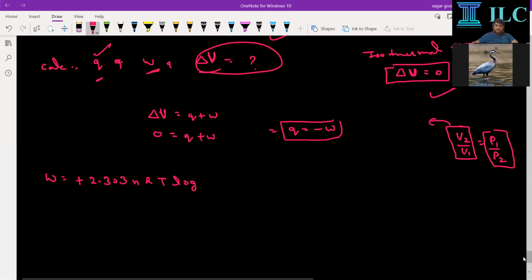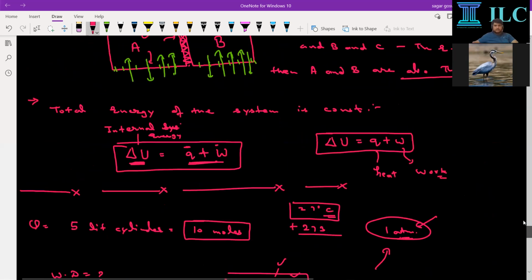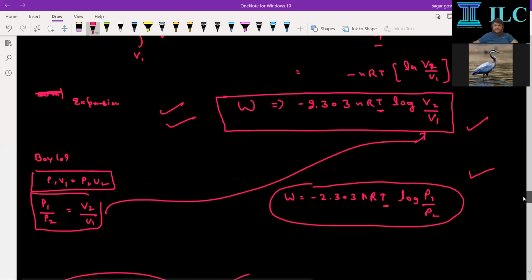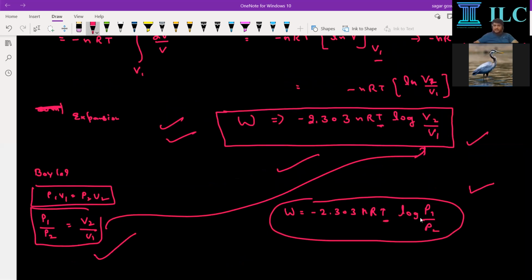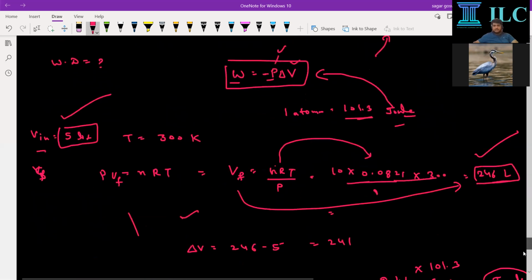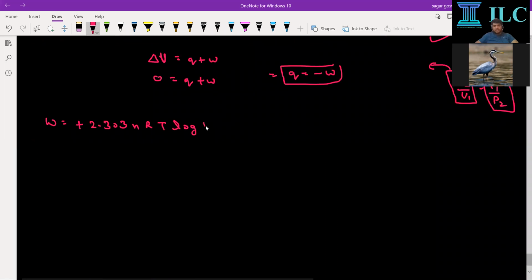If you are confused, I can show you. We have P1 V1 equals P2 V2, and we divide it. V2 by V1, we know Boyle's law. If I convert that, it becomes P1 by P2. So it is not because of expansion or compression, it is just because of Boyle's law. Volumes are not given to us, so obviously we apply the pressure formula.